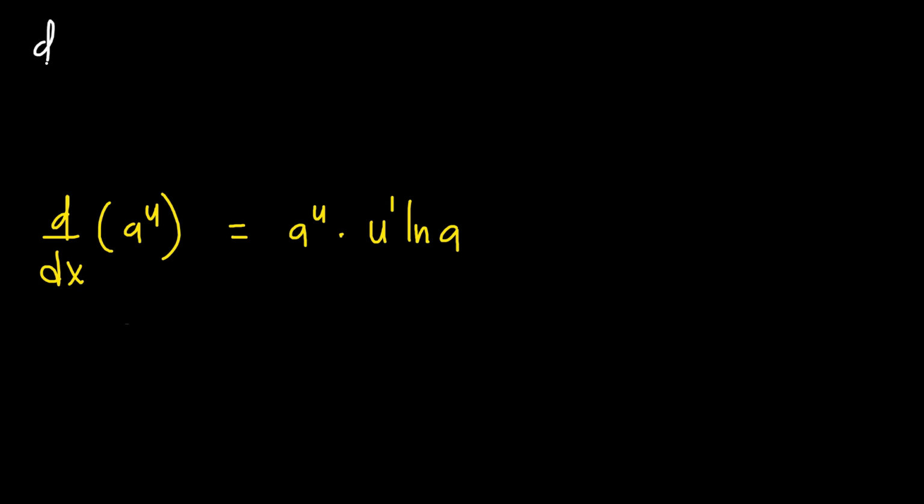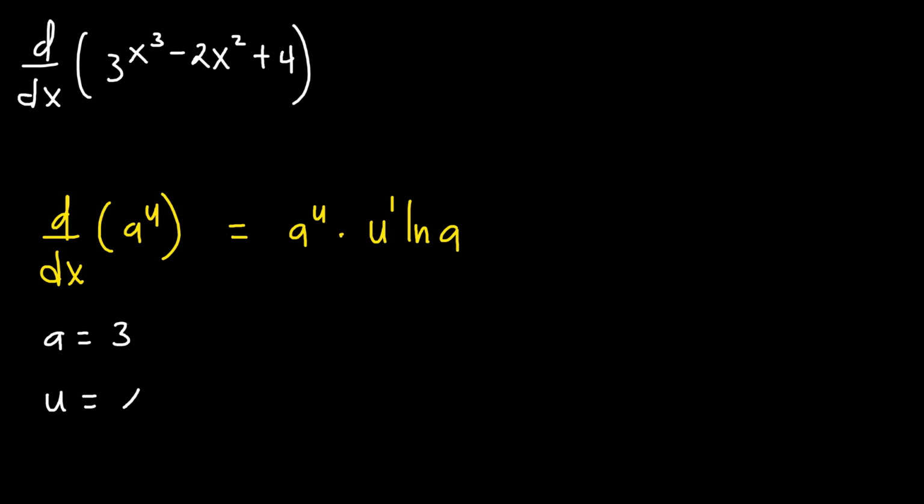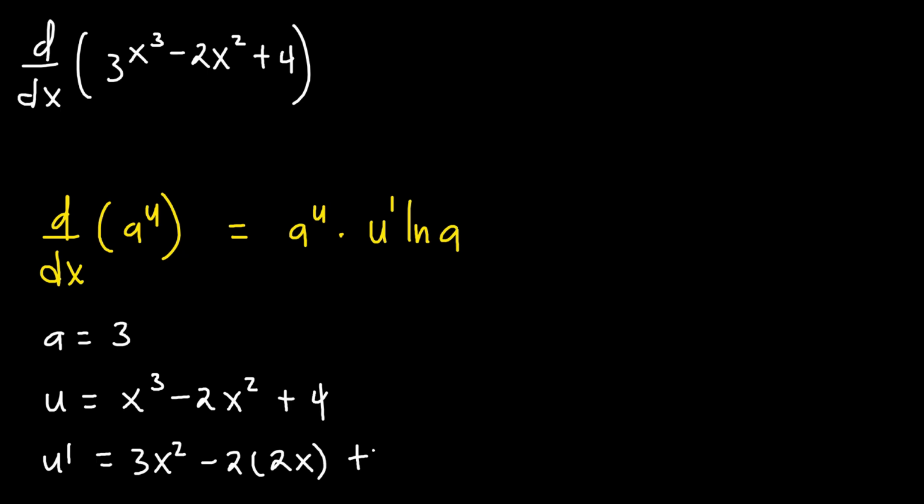Now let's say we had the derivative of 3 to the power of x cubed minus 2x to the power of 2 plus 4. How can you differentiate this? In this case, a will be equal to 3, and then u will be equal to x to the power of 3 minus 2x to the power of 2 plus 4. And if we differentiate this, u prime will be equal to the derivative of x to the power of 3, which is 3x to the power of 2, minus 2 times the derivative of x to the power of 2, which is 2x, and then plus the derivative of 4, which is 0. And so u prime will be equal to 3x to the power of 2 minus 4x.